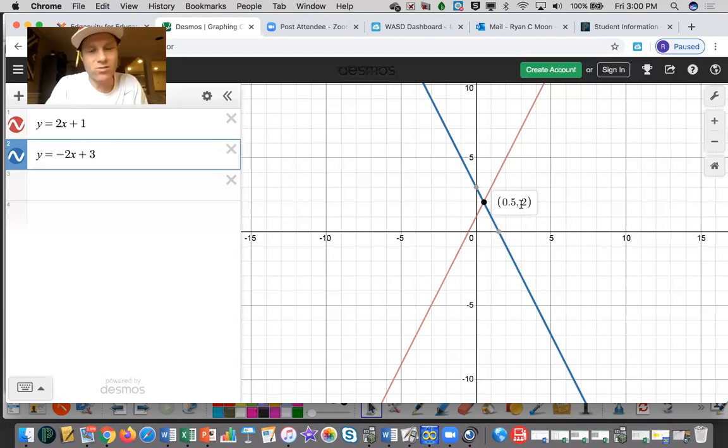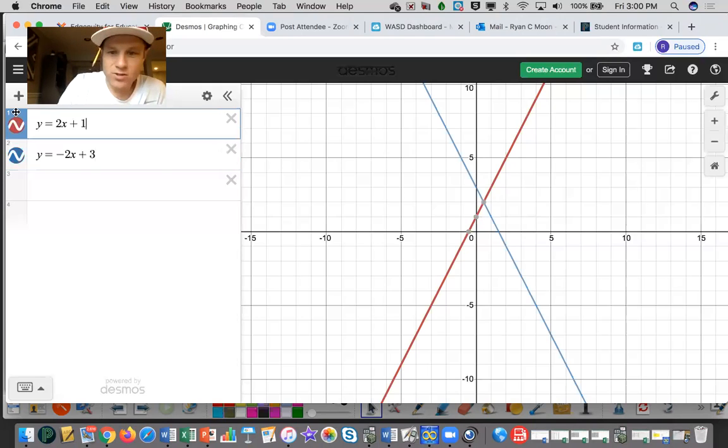So it's even easier than your graphing calculator, where you had to go into the menu and hit second calc, trace option 5 for intersection, enter, enter, enter. We don't have to do that with Desmos. It's really nice. So the answer to this is 0.5, 2. If I were to take 0.5 and stuff it in here, 2 times 0.5 plus 1, that's going to be a 2.